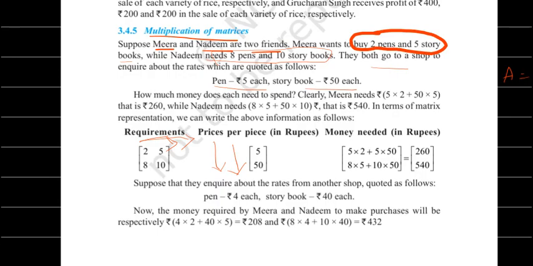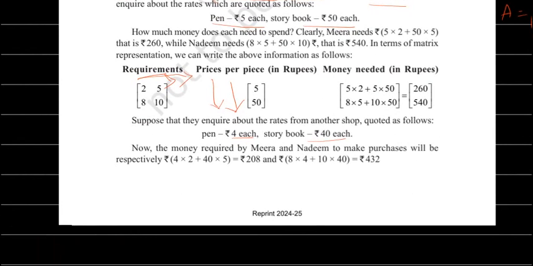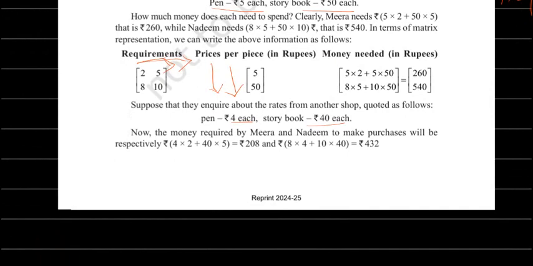You can see here. Suppose they inquire about the rate from another shop, quoted as follows: pen is 4 each and storybook is 40 each. Here it is also mentioned. See, the price of the pen is 4 and Mira needs 2. The price of the notebook is 40 and Mira needs 5. So it comes to 4 twos are 8. 40 into 5 comes to 200. It will become 208.